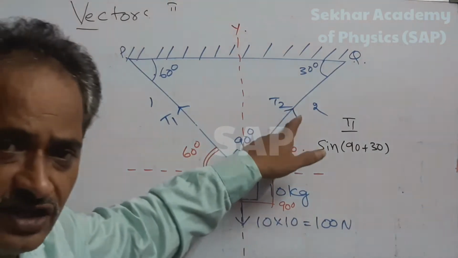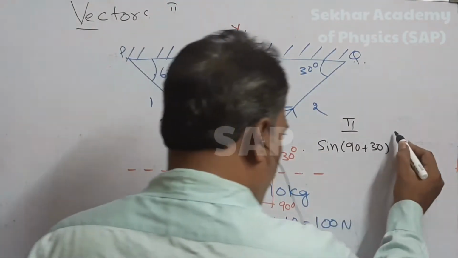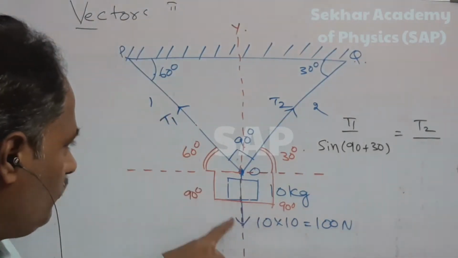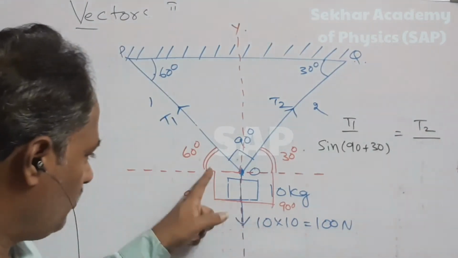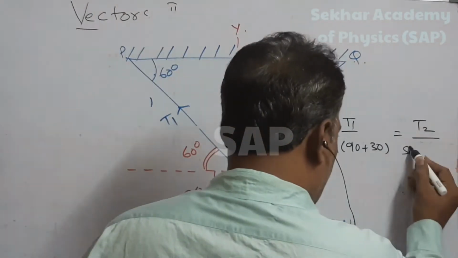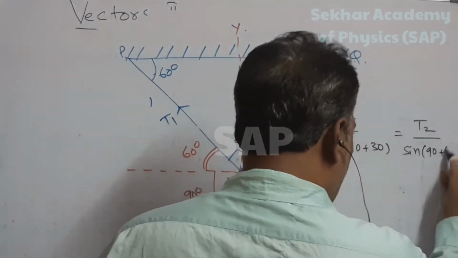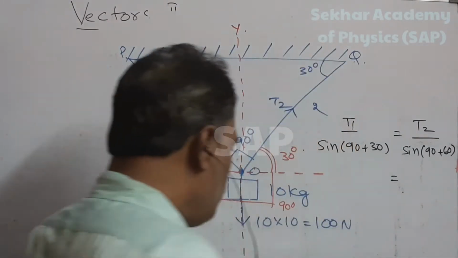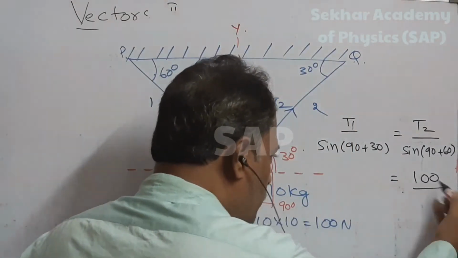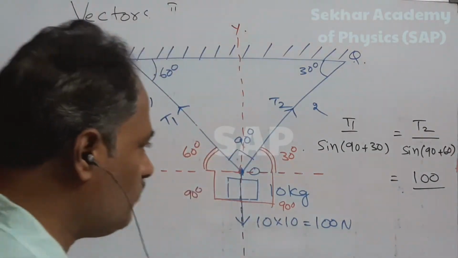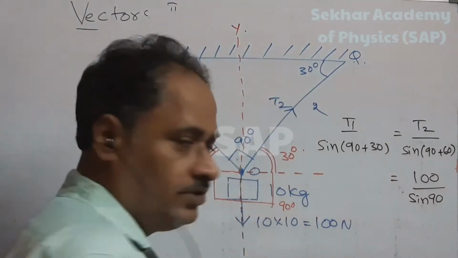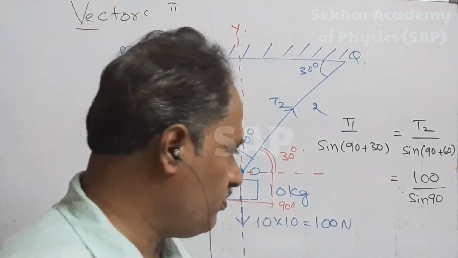Similarly, for the tension T2 in the string, T2 by sine of the angle between the other two forces, T1 and 100. This is 90, this is 60. Hence, you can write sine of 90 plus 60. That is equal to 100, which is another force. The angle between these two is 90. Hence, you can write sine 90. This is the application of Lami's principle.